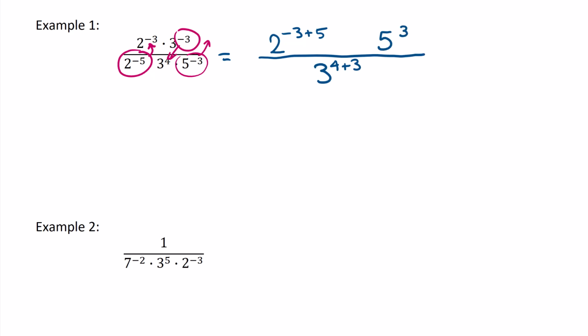Now let's just simplify our exponents. 2 to the 2nd times 5 to the 3rd over 3 to the 7th.